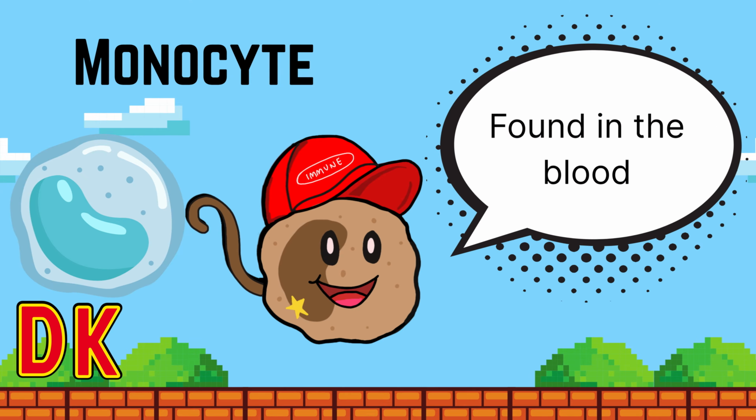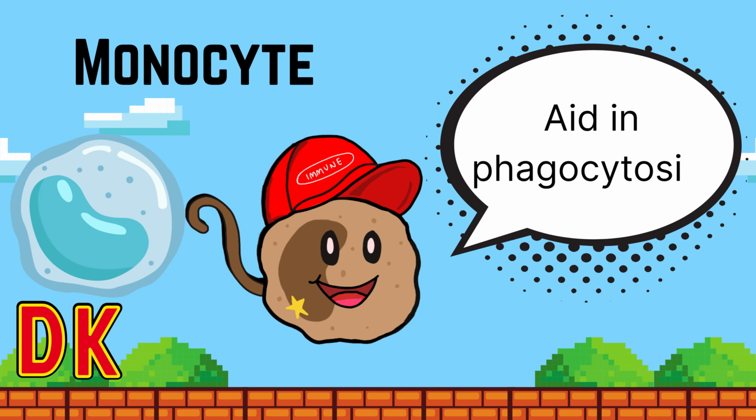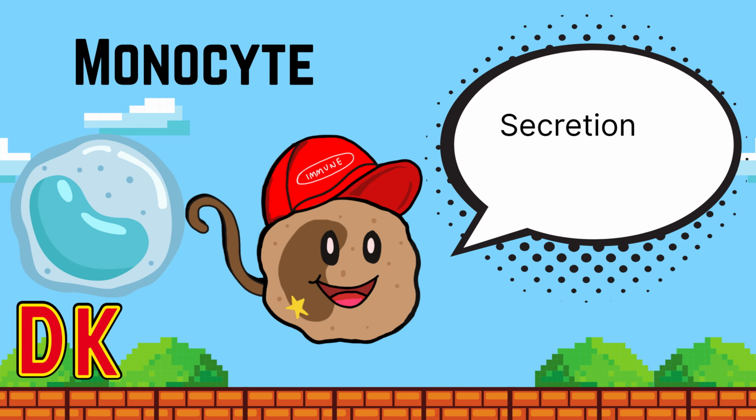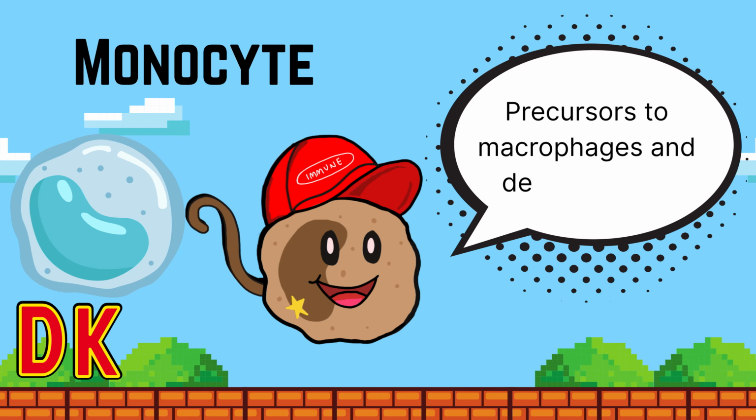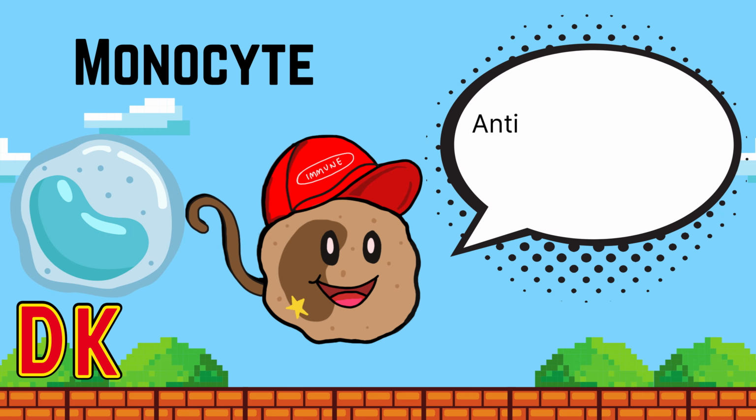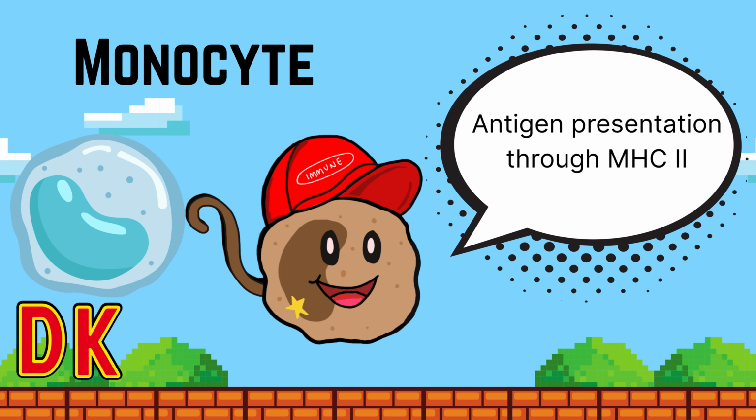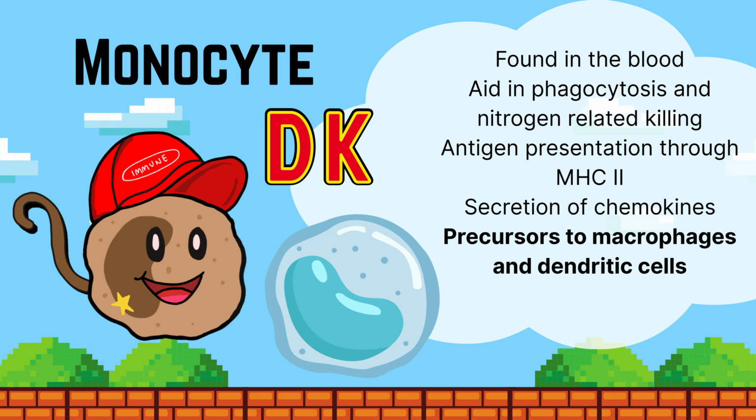Monocytes are found in the blood, and these have many roles, including phagocytosis and the secretion of chemokines. They are most importantly precursors to other immune cells. When monocytes are recruited to tissues, they differentiate into macrophages or dendritic cells. Monocytes are kind of like Diddy Kong because they are small, flexible, and a supportive character. Diddy Kong is also not as big and strong as macrophages or dendritic cells.